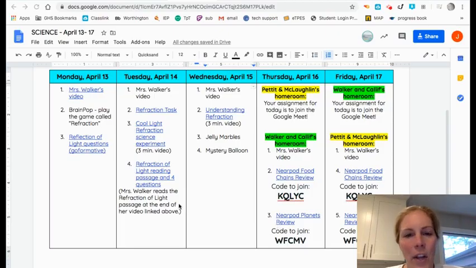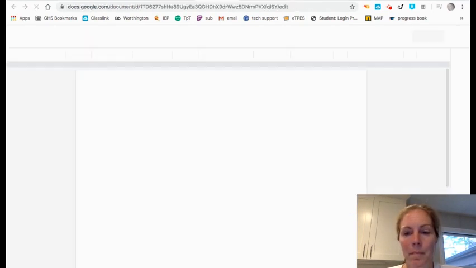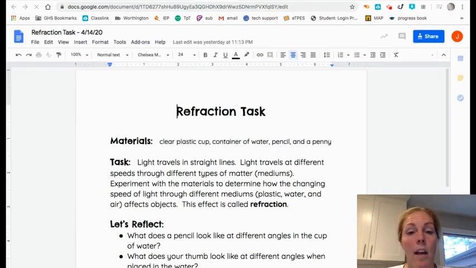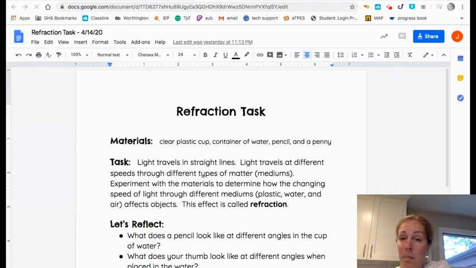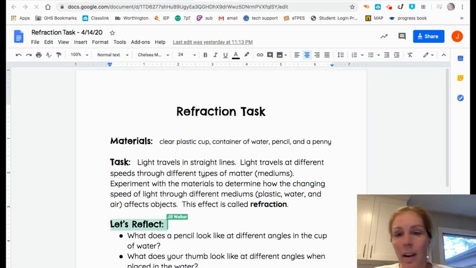All right, let's look at the refraction task, which is number 2 on Tuesday, April 14th. I'll go ahead and open this up. Okay, so the materials you're going to need, once again, clear plastic cup. Maybe it's plastic, maybe it's glass. Either one's going to work. Container of water. That would just be another cup of water. A pencil or a marker or a ruler or a knife, not a sharp knife, and a penny or any type of coin.